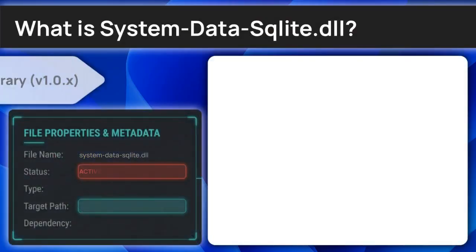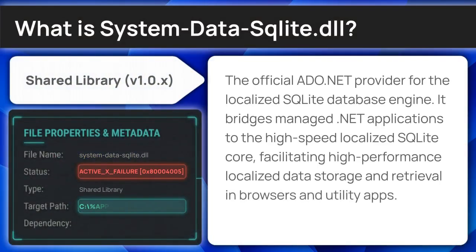This is the System-data-sqlite, the official ADO.NET provider for the localized SQLite database engine. It bridges managed .NET applications to the high-speed localized SQLite core, facilitating high-performance localized data storage and retrieval in browsers and utility apps. Let's get to work. We'll start with the most common fix for this specific error.